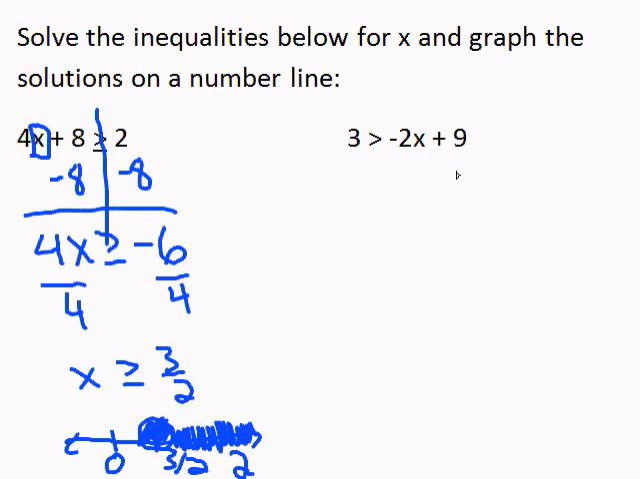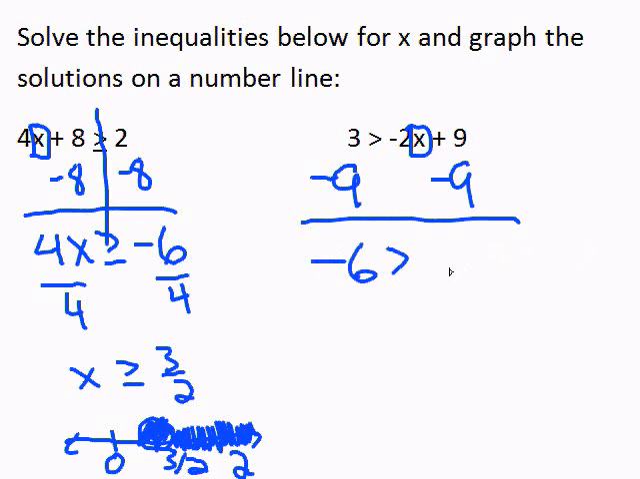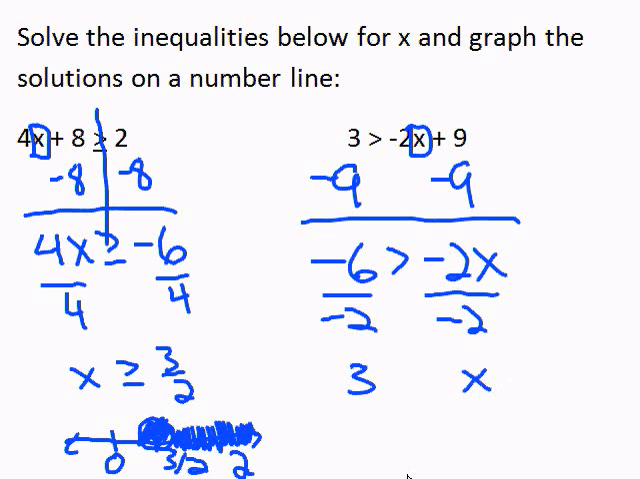Now for the second one, again, we're going to get x by itself, so I'm going to go ahead and box x, letting me know I need to subtract 9 from both sides, giving me negative 6 is bigger than negative 2x. Now we're going to get x by itself, so we're going to divide both sides by negative 2. Negative 6 over negative 2 is a positive 3. We have x on this side. Since we divided both sides by a negative, hopefully you'll remember that means we need to change the direction of that inequality symbol. So we're going to change it from greater than to less than.